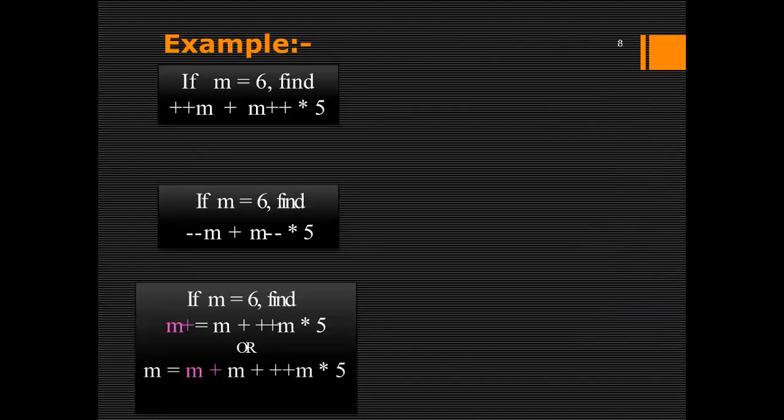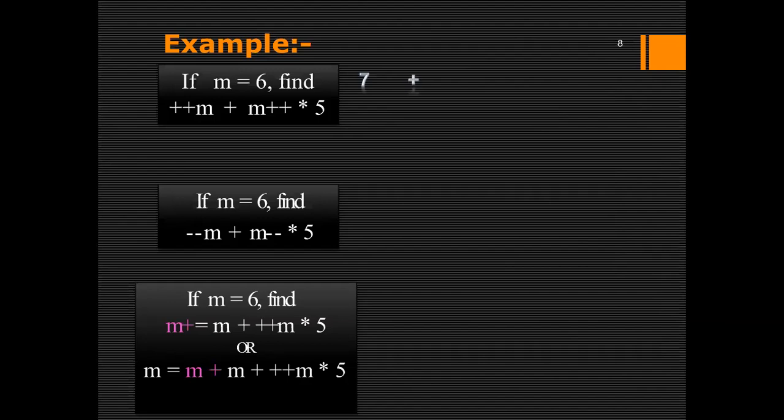Now let us see a few examples of prefix and postfix. Question number 1. If m is equal to 6, find ++m + m++ * 5. ++m here means change and then use. That is adding 1 to the value of m and then use. So 6 plus 1 will become 7, followed by the addition operator, and then I have m++.